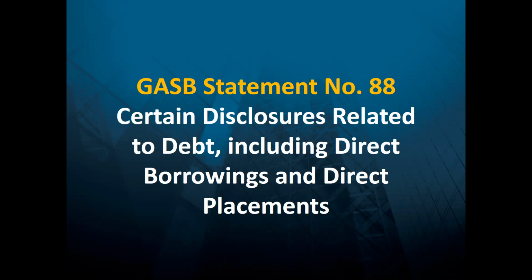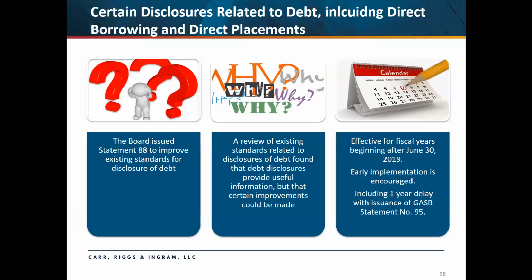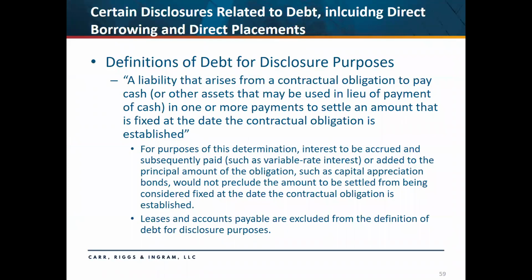So if you move forward here, a couple slides, Tina, it's going to get to the definition of, for disclosure purposes, what we're looking at. Okay, so what they did is they updated the definition for what debt is. It's a liability that arises from a contractual obligation to pay cash or other assets in one or more payments to settle an amount that's fixed. A couple of things that are excluded in that are leases and accounts payable. Those are excluded from that definition for disclosure purposes.